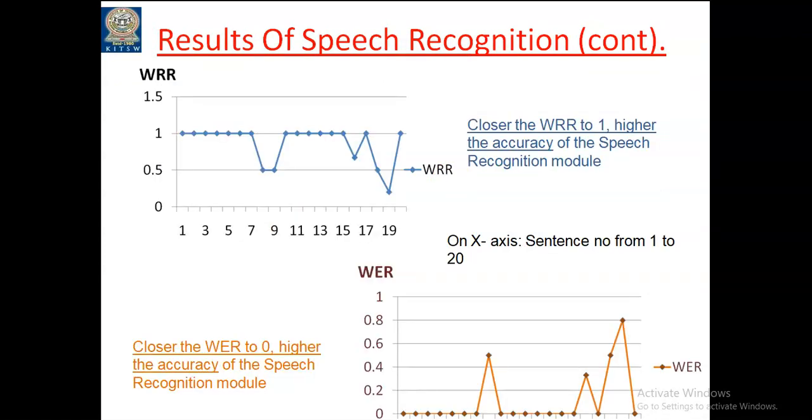Finally, these two graphs show the accuracy result of the speech recognition system. In the WRR graph, that is the word recognition rate, as the graph approaches 1, the accuracy increases, and in WER, that is word error rate, as the graph approaches 0, the accuracy increases. So WER and WRR are the parameters to decide the accuracy of speech recognition. We can easily conclude these two important parameters from the graph on the slide. This is the word recognition rate, and this is the word error rate. So the closer the WRR is to 1, the higher the accuracy of the speech recognition module, and the closer the WER is to 0, the higher the accuracy.